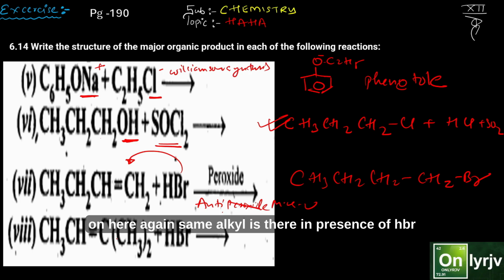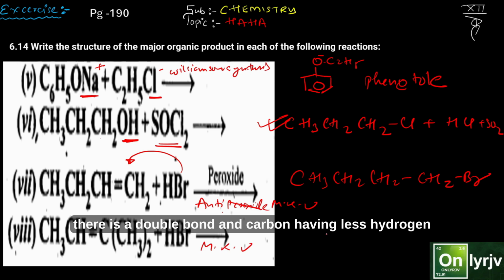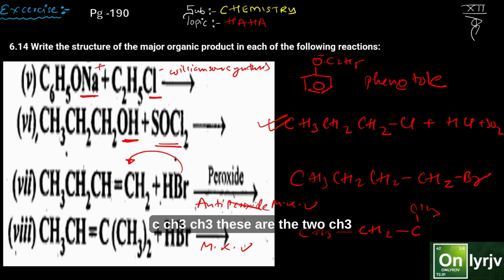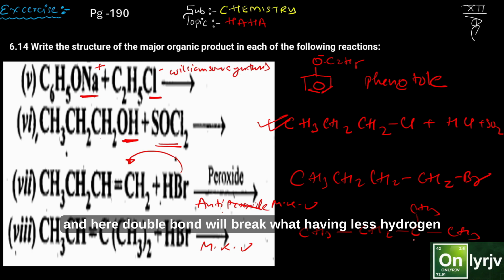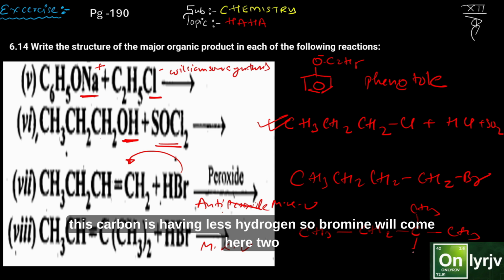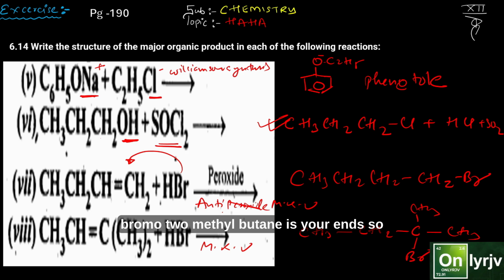Moving on, again an alkene is there with HBr, but there is no peroxide, so you will apply the Markovnikov rule here. Wherever there is a double bond, the carbon having fewer hydrogens will get the halogen, the negative part. So CH3CH2C(CH3)CH3, these are the two CH3s, and here the double bond will break. This carbon is having fewer hydrogens, so bromine will come here. 2-bromo-2-methylbutane is your answer.